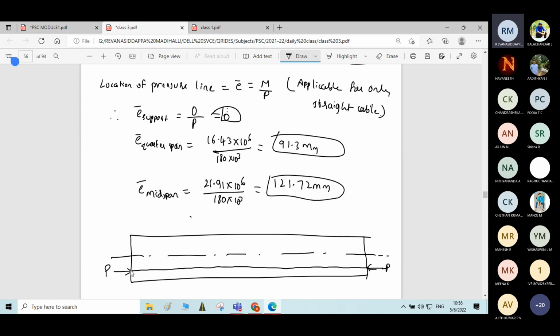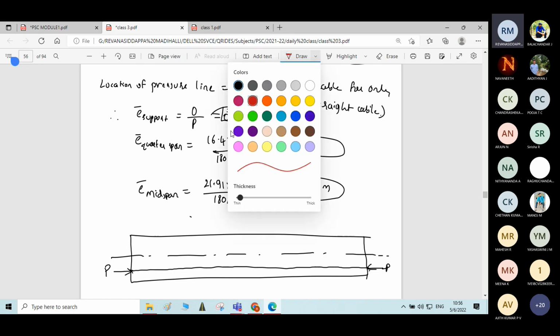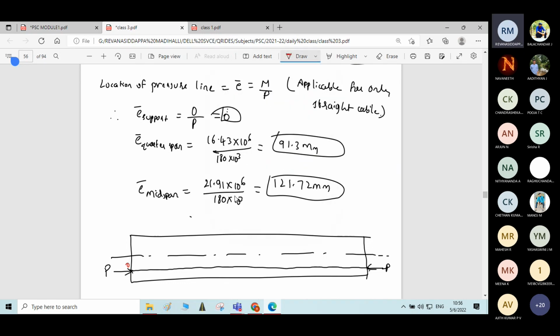Now I am locating the thrust line. At the support, it is 0. At quarter span, it is 91.3 mm from this point. Whatever value we are getting is with respect to the cable profile, the distance from the cable profile. And at the center span, it is 121.72 mm. So whatever answers we got are with respect to the cable profile, not from the centroid. Similarly, you will get similar values on the other side.